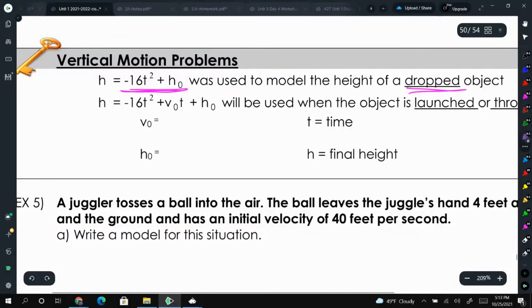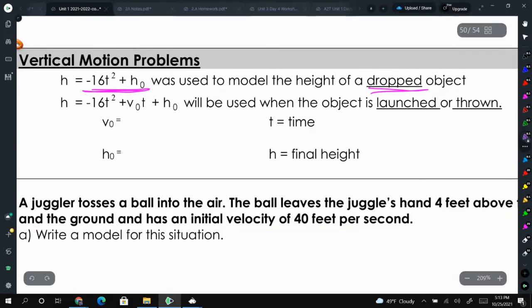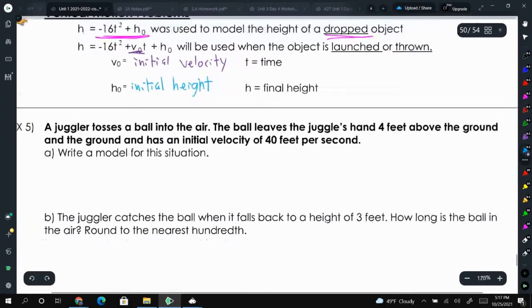Now, if we have the ball launched, let's say that I throw it somewhere, or we have a rocket ship being launched, we have an initial velocity, or this v0. So this would be our initial velocity. And just like in the other problem, h naught is your initial height. So let's look at this example here.